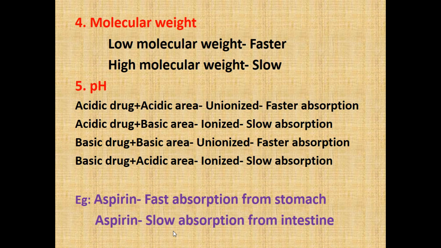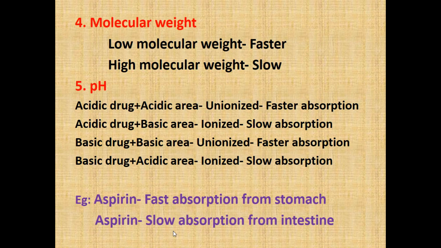Now another thing: if any person is poisoned by an acidic drug and the drug is filtered into the urine, you make the urine basic. Then the acidic drug filters into the basic urine and becomes ionized. Then it won't be reabsorbed from the bladder, and it will be excreted. That is one of the approaches in the treatment of acidic drug poisoning. An example is phenobarbital, because phenobarbital is derived from barbituric acid, so it is acidic in nature. Then we make the urine alkaline.